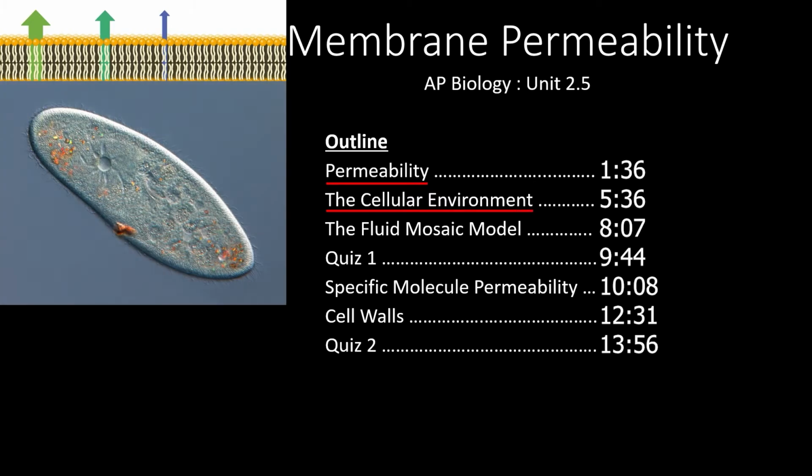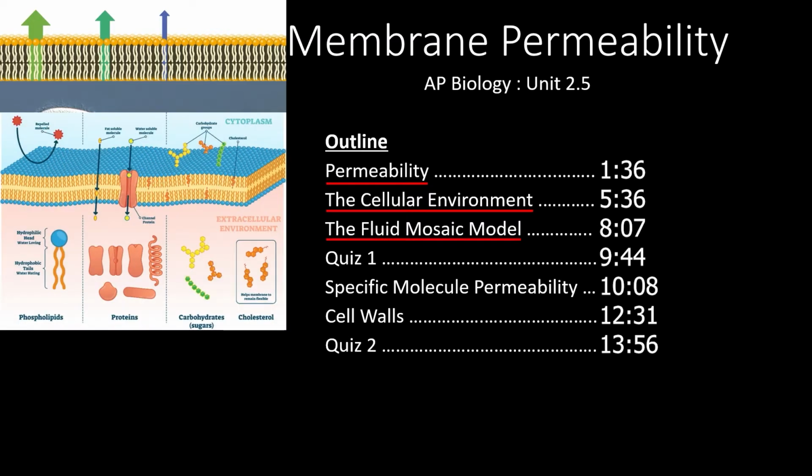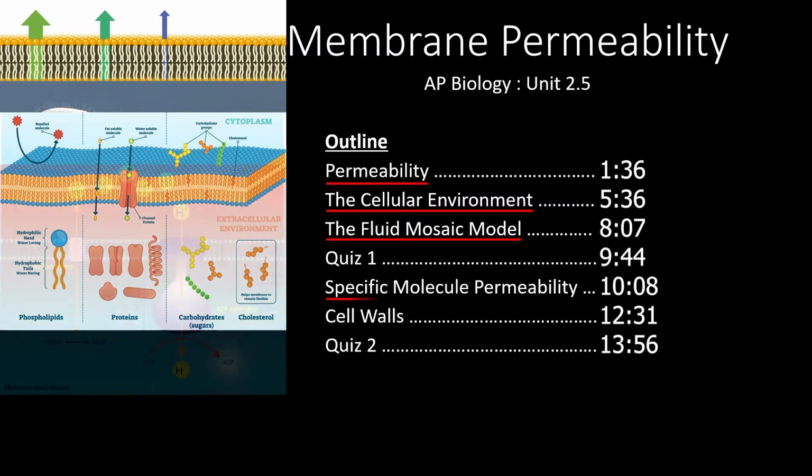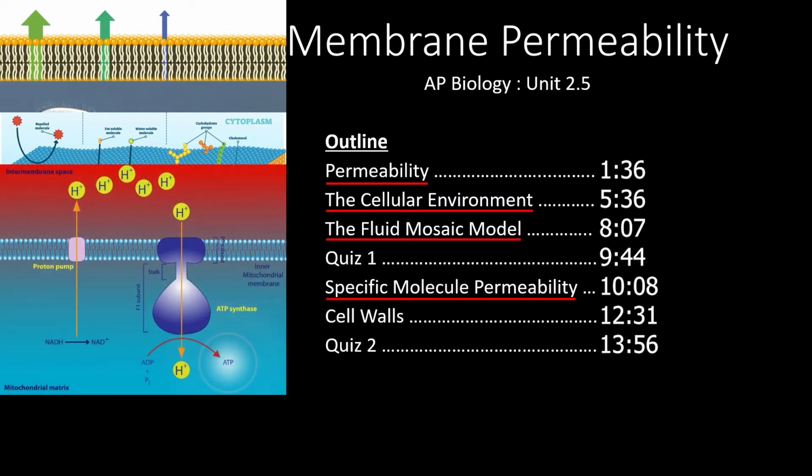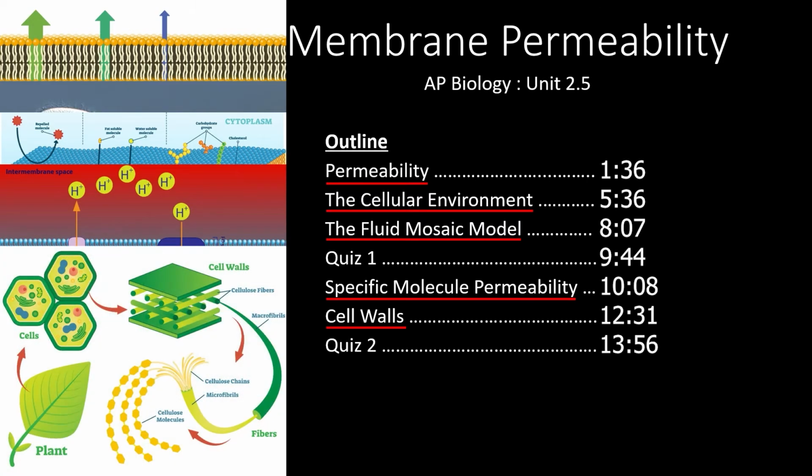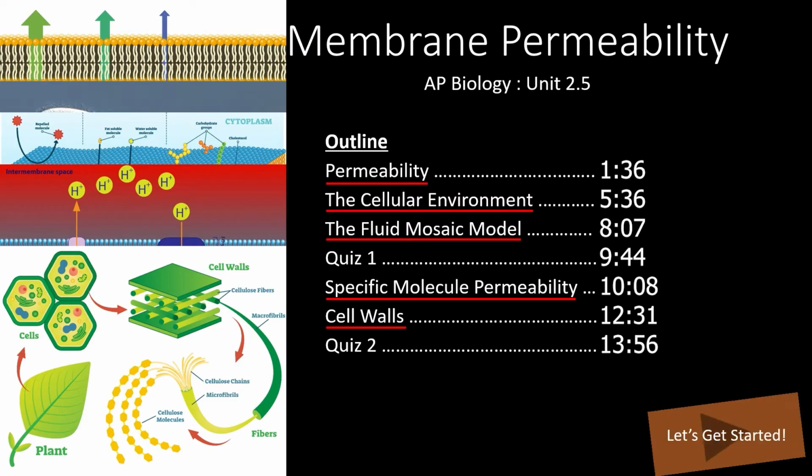To further explore how this is possible, we'll see what the fluid-mosaic model of cell membranes has to say about permeability. After the quiz, we'll look at specific molecules and how membranes sort them. Finally, we'll take a look at cell walls and the role that these extracellular structures play in permeability. If you only need to review one of these topics, feel free to skip forward to the times outlined here. Let's get started.